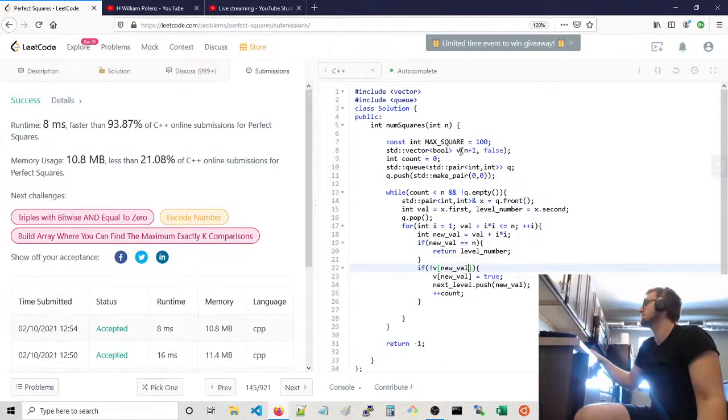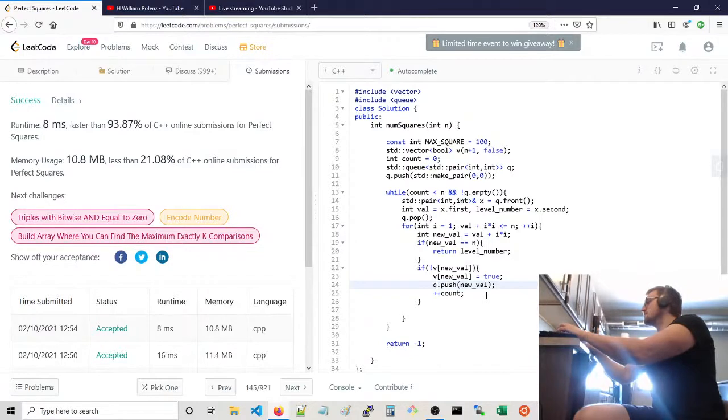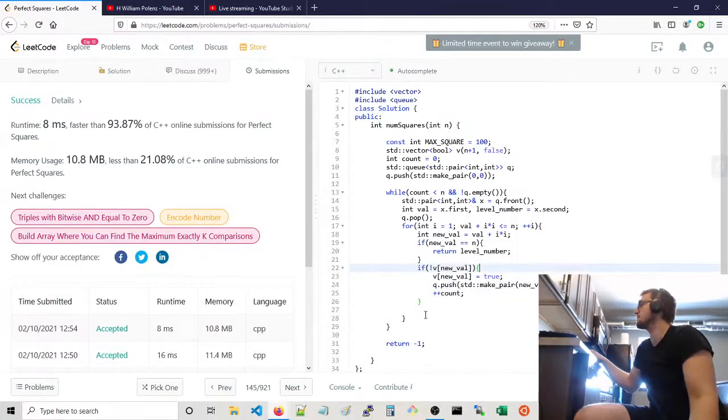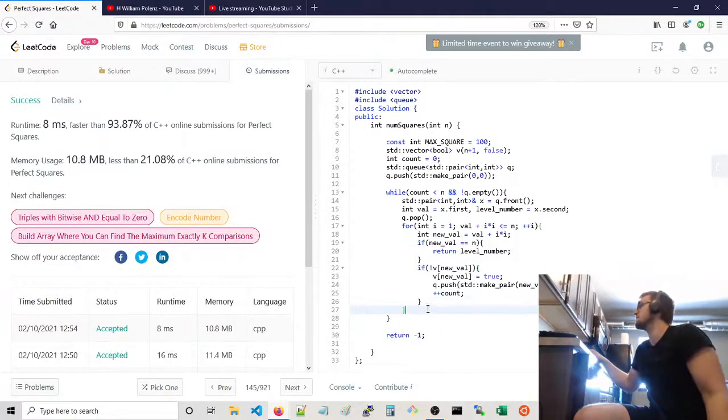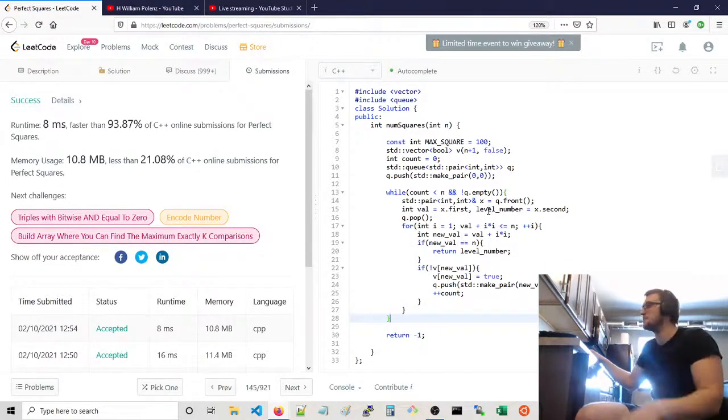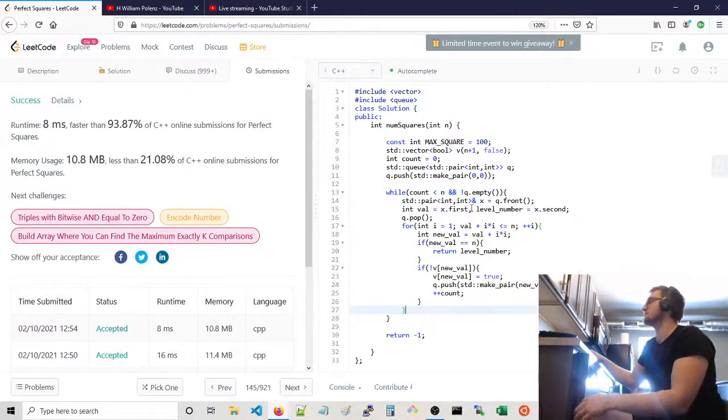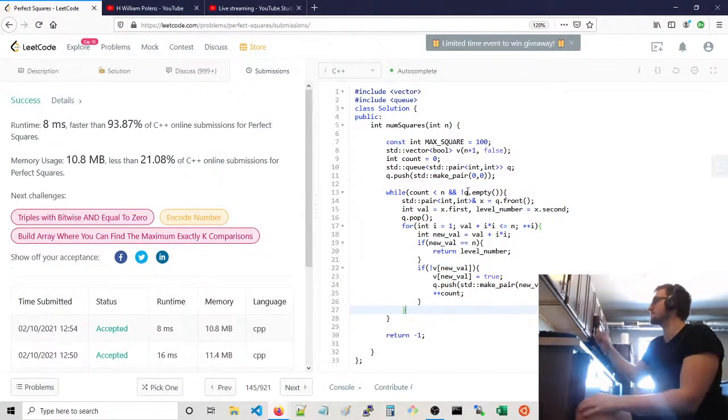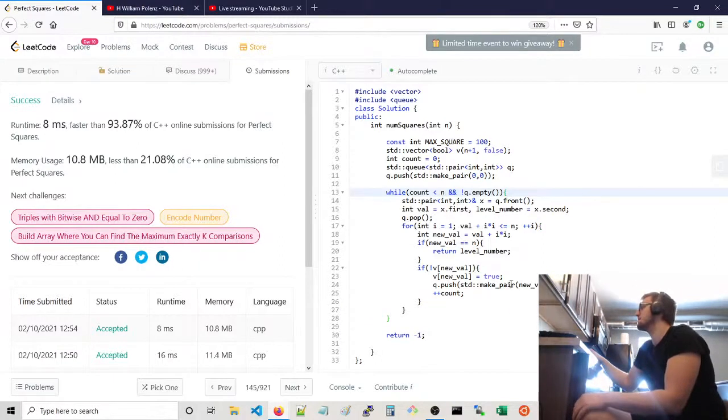If we haven't seen this number yet, then we're going to set that to true, we've seen it, and now we're going to push onto Q the new value as well as our level number plus 1. And now we increment the count. So now the level number is baked right into the queue, so we don't actually need to have levels of queues that are swapping between them. Let's see if this works.